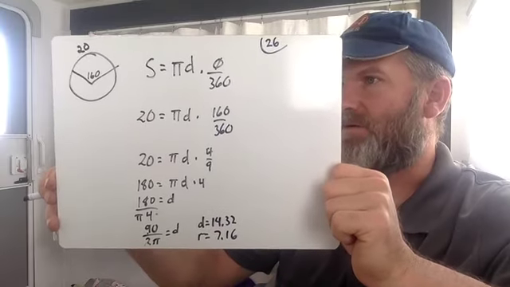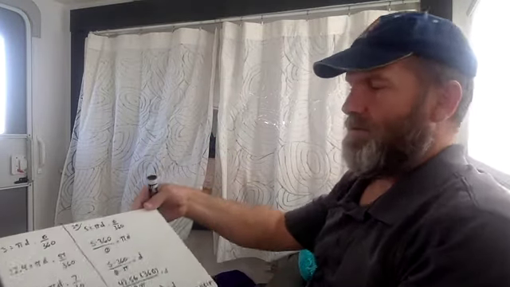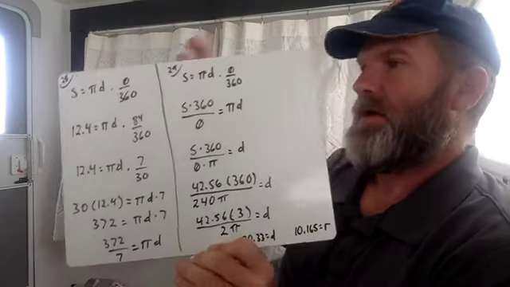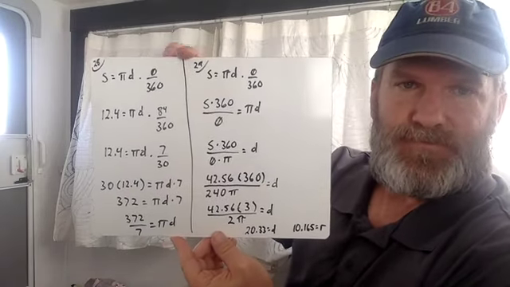But now that you've all seen it, these should be a lot easier. But I'm going to go ahead and go over 28 and 29 anyways. 28 is a little bit different. In 28, they asked you to find the circumference.